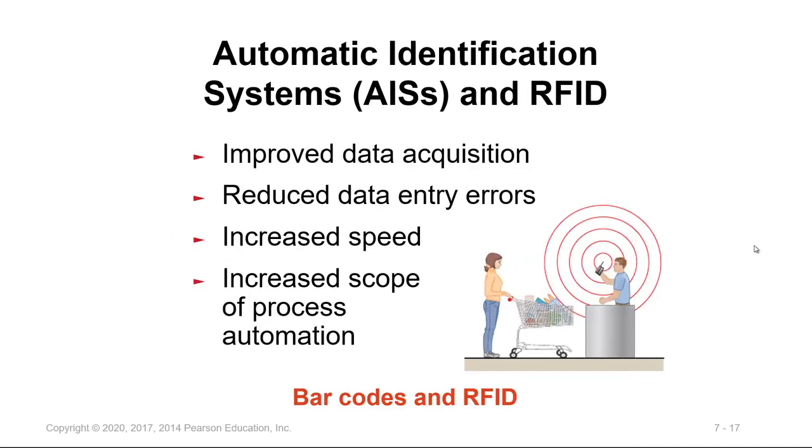The automatic identification systems and the use of radio frequency IDs improved data acquisition and reduced data entry errors. Since all items can be scanned electronically by the system, that increased the speed of item tracking and the ability to improve many processes.